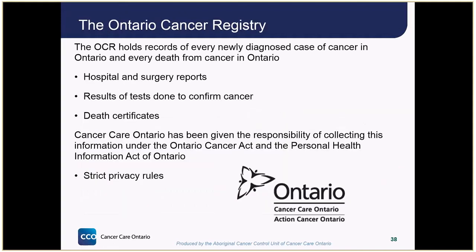Our main source of cancer information is the Ontario Cancer Registry, or OCR. The OCR holds records of every newly diagnosed case of cancer in Ontario and every death from cancer in Ontario. It includes hospital and surgery reports, the results of tests done confirming that someone has cancer, and death certificates for people who died of cancer.